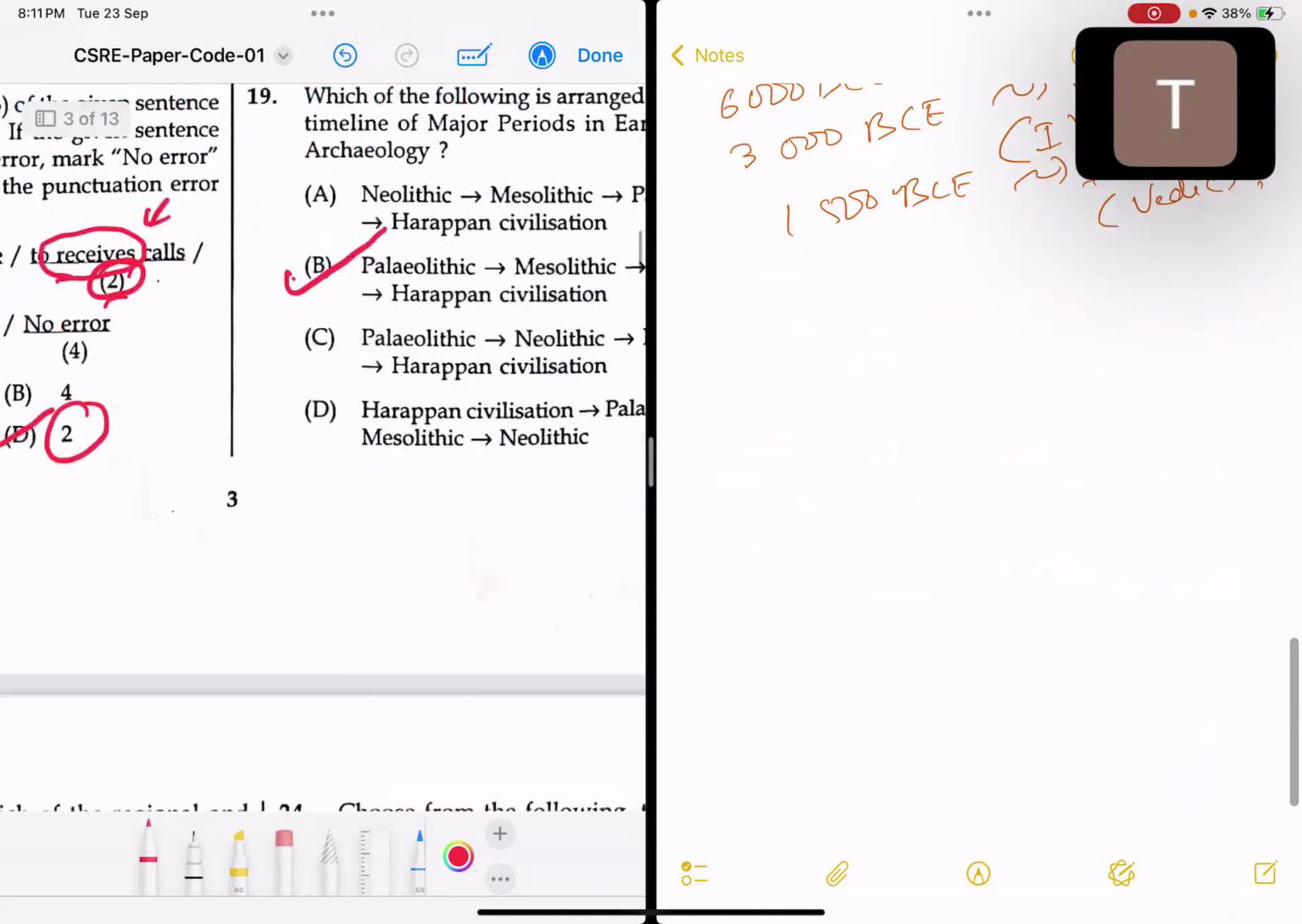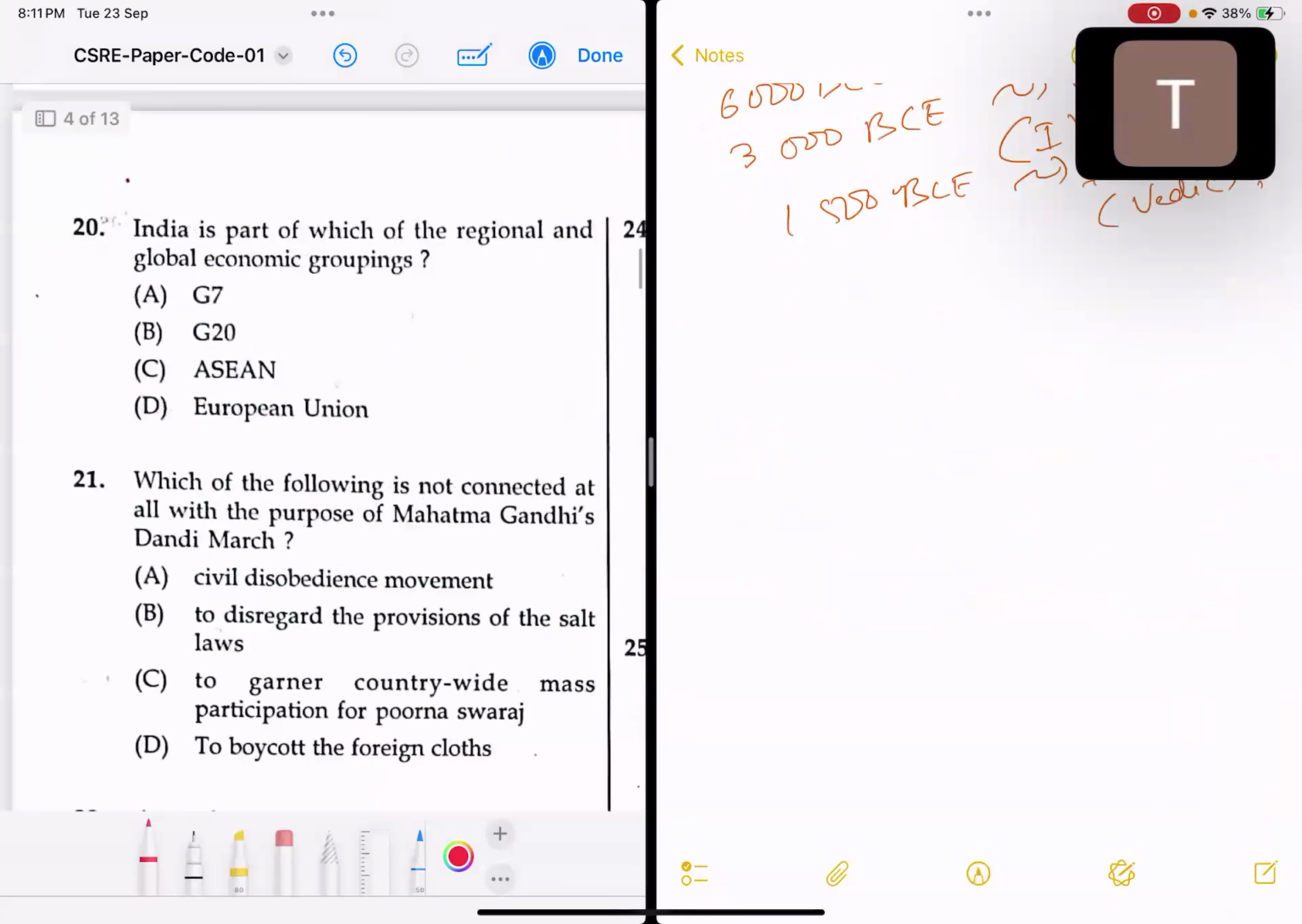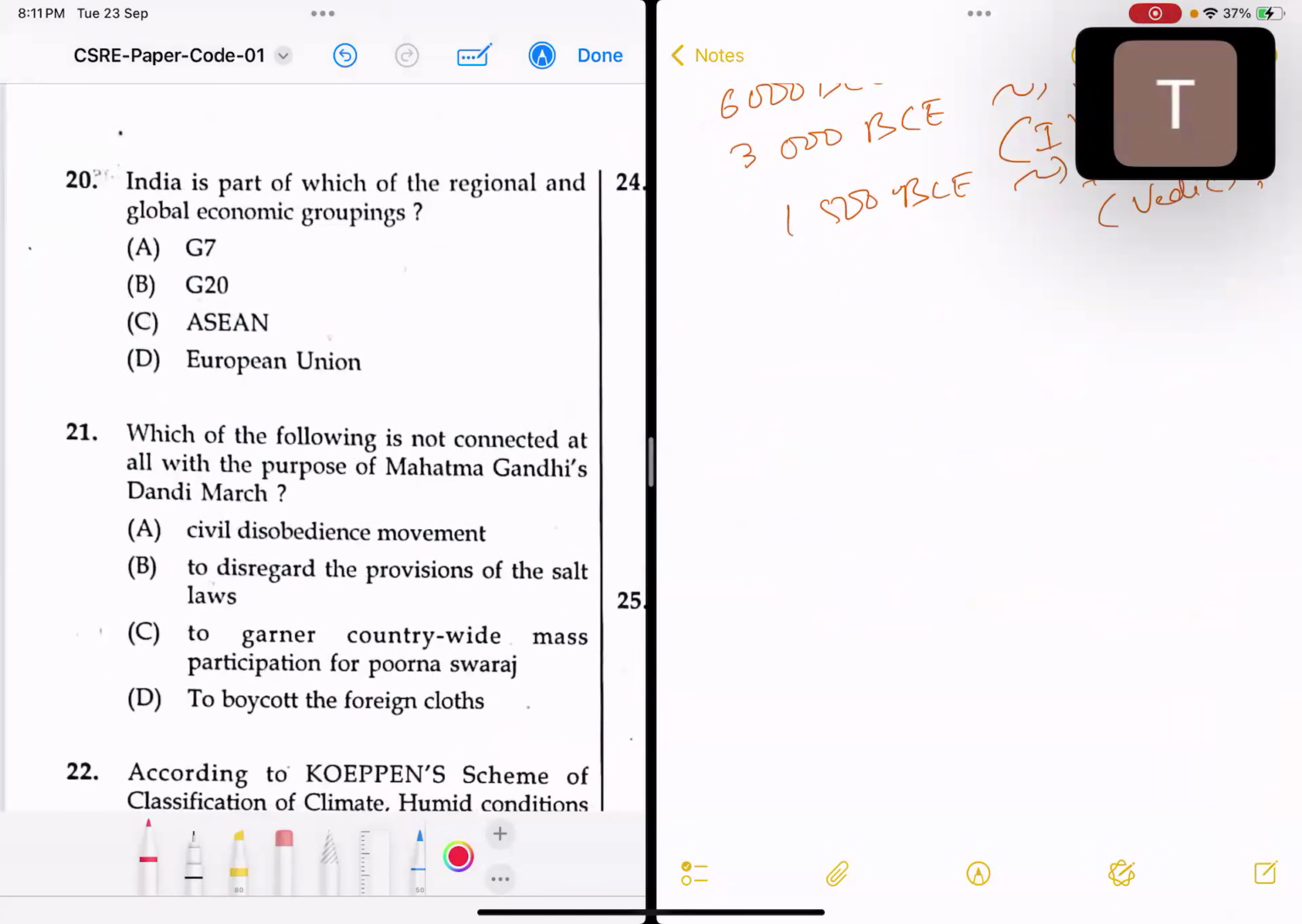Now let's come to question number 20. Here, a statement is being given and we have to see which of the following regional or global economic groups India belongs to. Now let's see the different options.